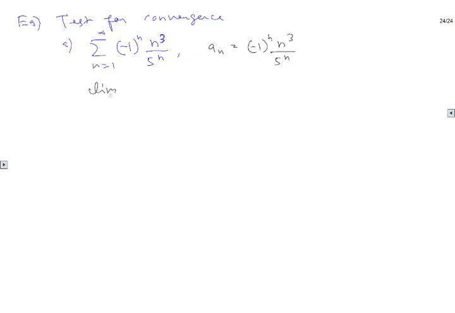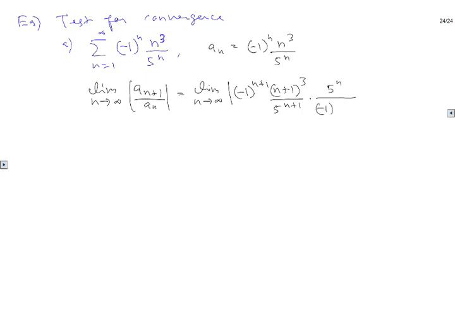So it's the limit as n goes to infinity of a_(n+1) over a_n. a_(n+1) means replace the index n by n plus 1. That's what it means. So it's the limit as n goes to infinity; we have negative 1 to the n plus 1, and n plus 1 cubed, over 5 to the n plus 1. Now we're going to divide by a_n. Divide means this is a fraction, so multiply by the upside down: 5 to the n goes there, negative 1 to the n goes there, and n cubed goes there.